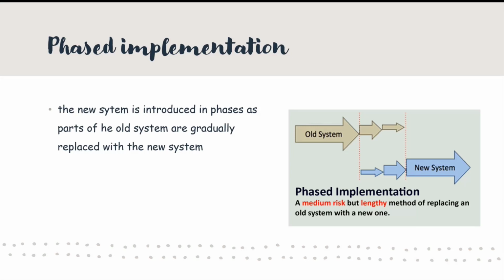However, this does still also have a risk, because this new system can also still fail, and there's no real backup when the new parts of the new system are working. And also it's quite lengthy, because you have to break it up into small processes. And out of all four of the different ones, the lowest risk is parallel and the highest is direct.